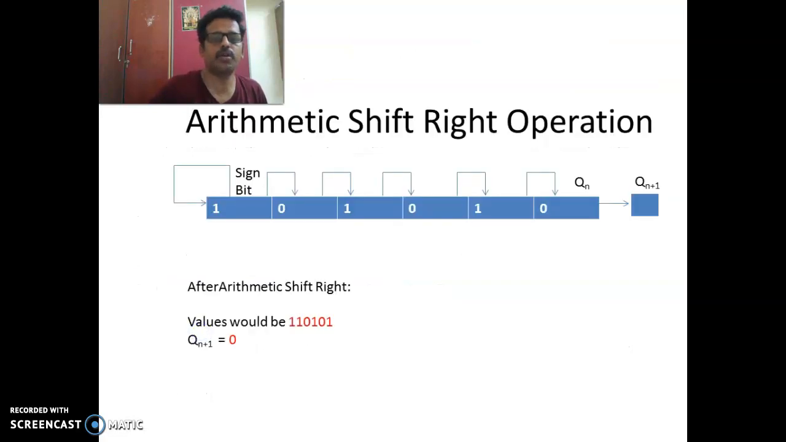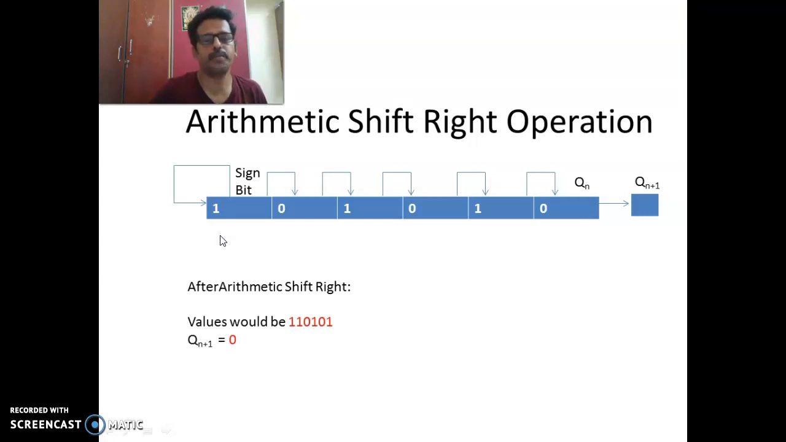So as I already told you, we have to know about the arithmetic shift right operation before proceeding to the algorithm. So this is the scenario of an arithmetic shift right operation. I have told you about signed numbers. What do we mean by signed numbers? The numbers with the sign.